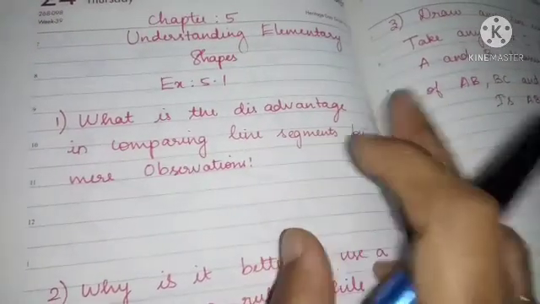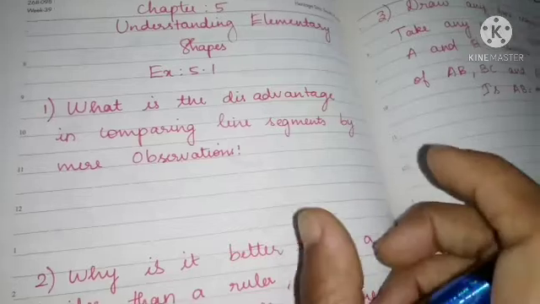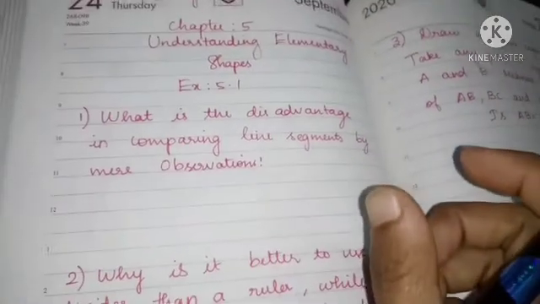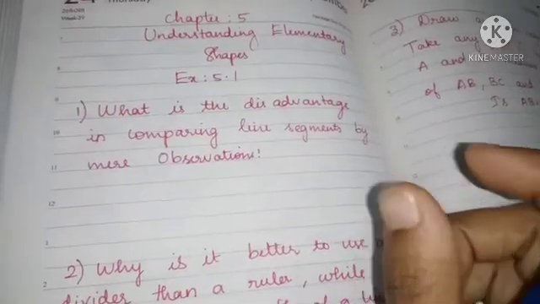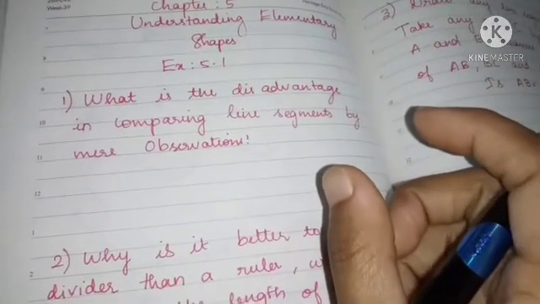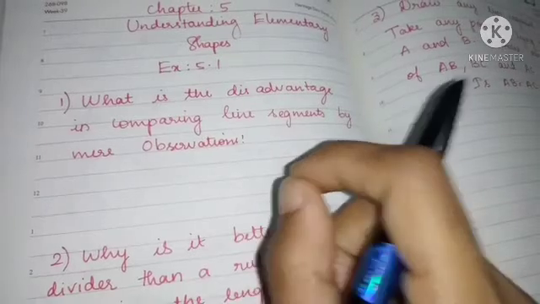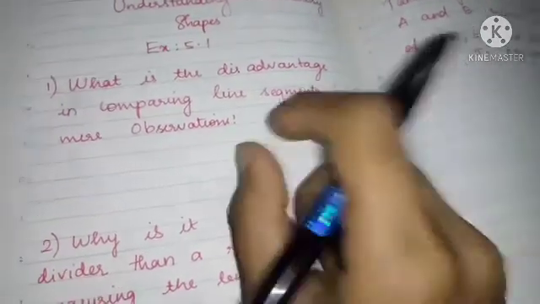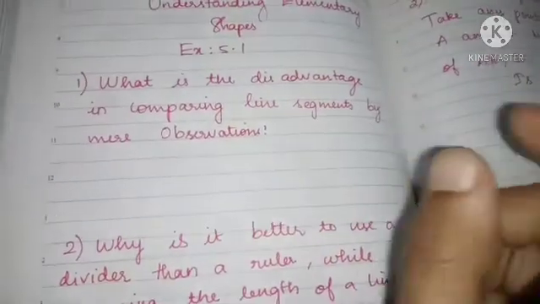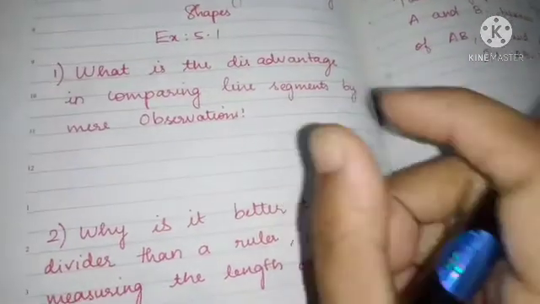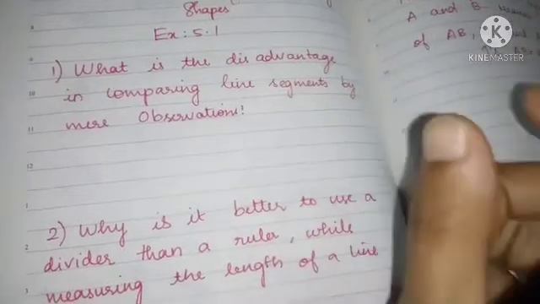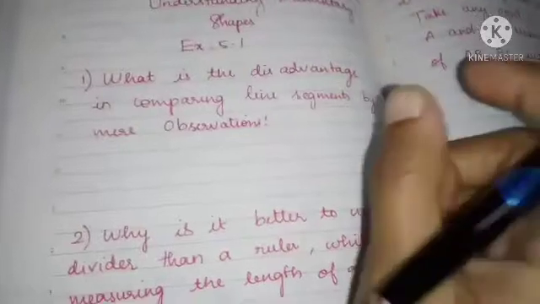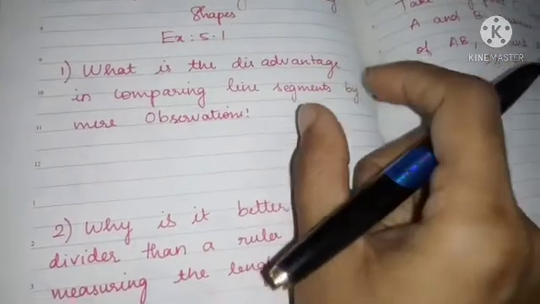What is the disadvantage in comparing line segments by mere observation? What disadvantages do you face while seeing and comparing? When you see and compare, sometimes an error may happen, because you may think that this is greater than the other, but only when you measure can you say accurately that it is greater than the other line segments. Only when you measure using the ruler or divider can you correctly say that one line segment is greater than the other. So that is the disadvantage you face with line segments.